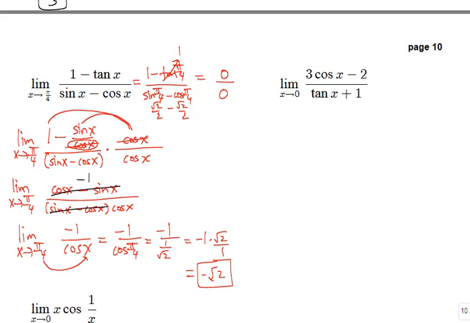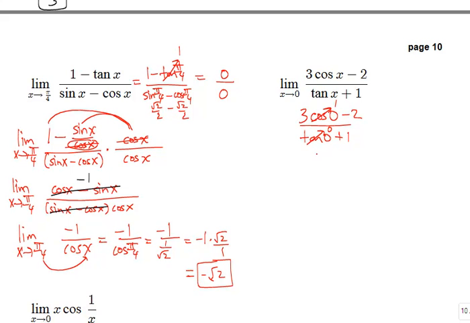All right, next example. I see a tangent, so we may need to employ this same strategy of sine over cosine substitution, but before we do, let's plug in 0 and see what we're dealing with. So if I plug in 0, I get 3 cosine of 0 minus 2 over tangent of 0 plus 1. Cosine of 0 goes to 1, tangent of 0 goes to 0.